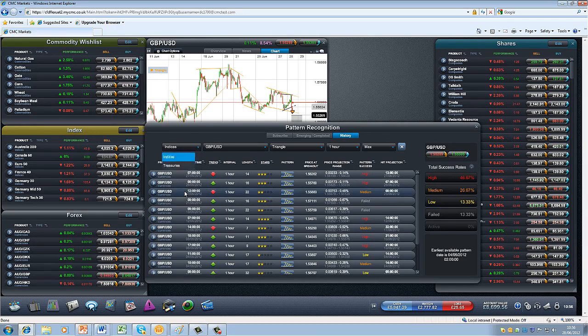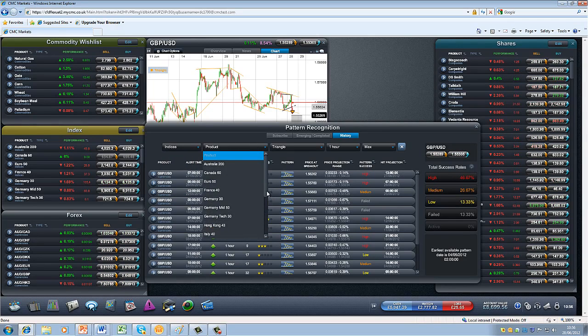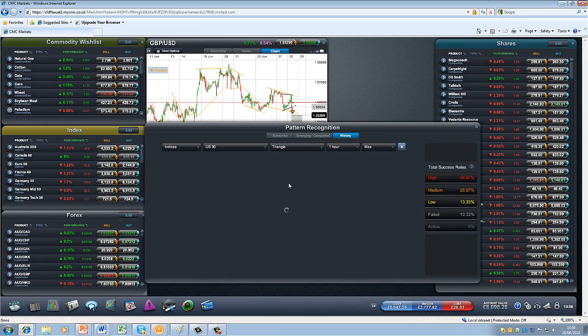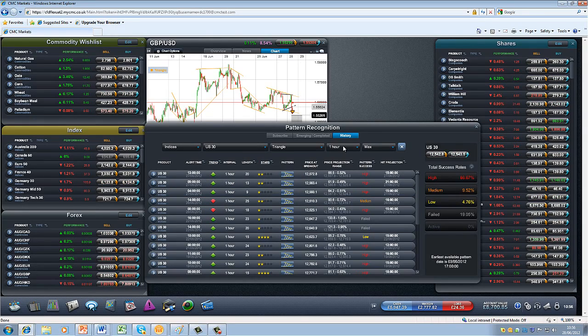For example, if I go to say indices and select the US 30 right here, and then look at triangles, as you can see on the 1 hour time frame, you get very high levels of background statistical success, historically of course. If I go then and select a slightly shorter time interval, it will load up like so. As you can see there, it's very, very quick.